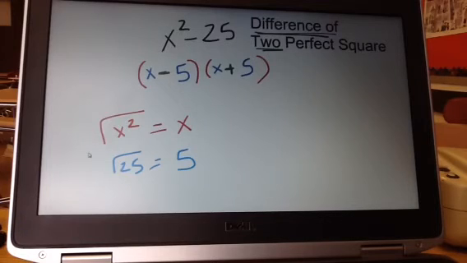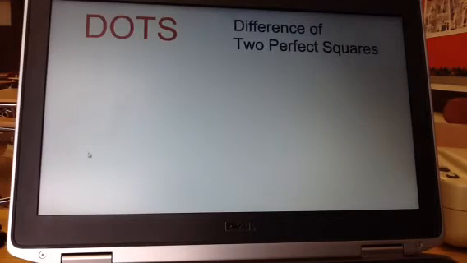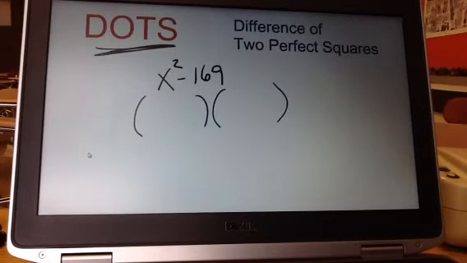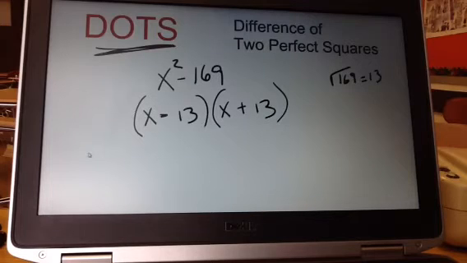Let's take a look at another example. If I was to have x squared minus 169, I identify this as the difference of two perfect squares because x squared is a perfect square and 169 is a perfect square. So we make two sets of parentheses, and it winds up to be x and x. The square root of 169, which you should already know, is 13. So 13 goes in both sets of parentheses, one with a minus and one with a plus.